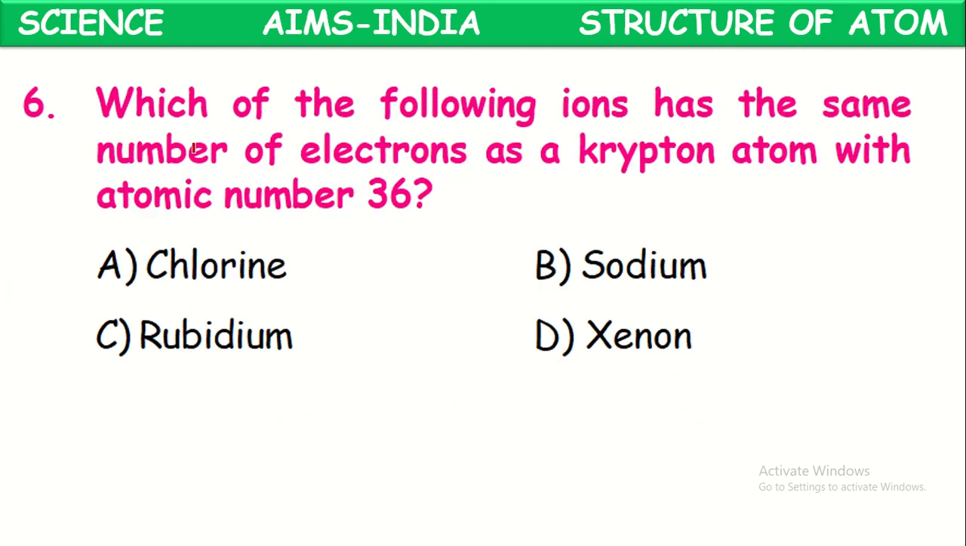Okay, next one. Which of the following ions has the same number of electrons as a krypton atom with atomic number 36? So the rubidium ion will have the same number of electrons as krypton, because rubidium's atomic number is 37, so it will be just beside the element krypton. When rubidium loses one electron, its number of electrons also becomes 36. So it will have the same number of electrons as krypton, that is, the rubidium ion.